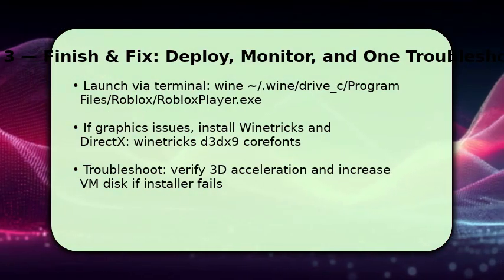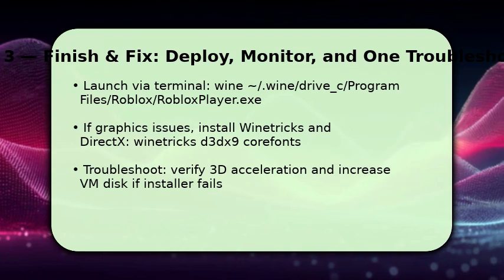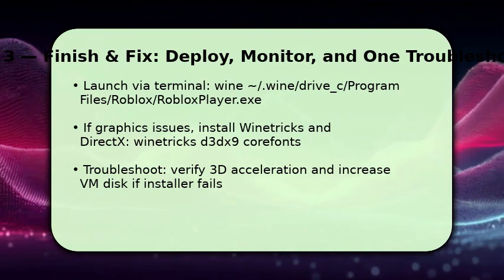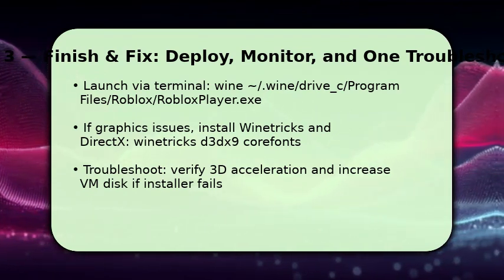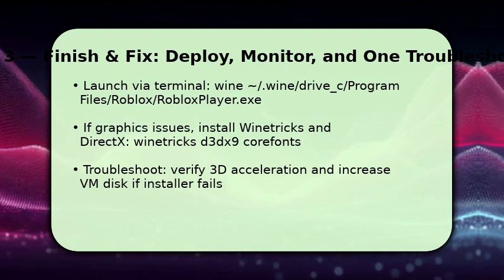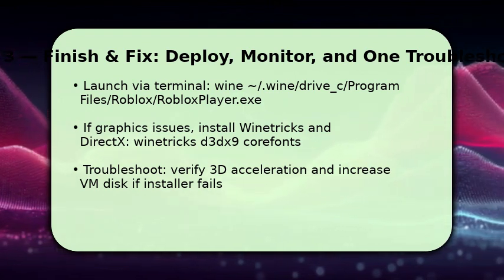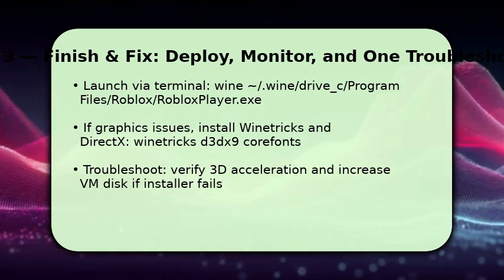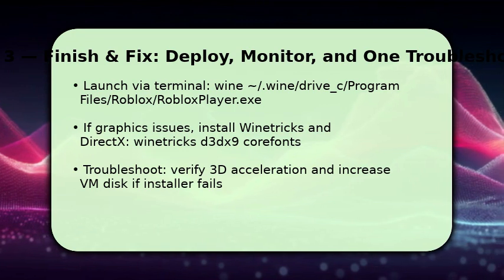Finally, you'll launch Roblox through Wine using the full executable path in the terminal, which starts the game inside the Linux container. If performance or rendering looks wrong, use Winetricks to install DirectX and core fonts. That often fixes textures and shaders.